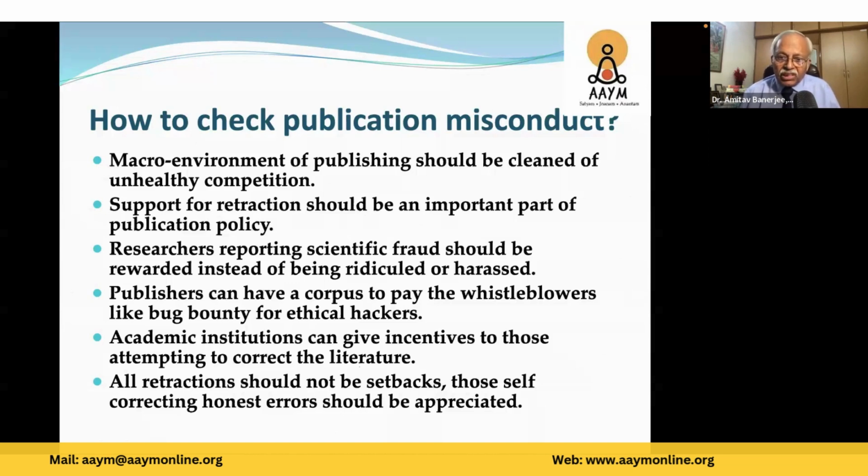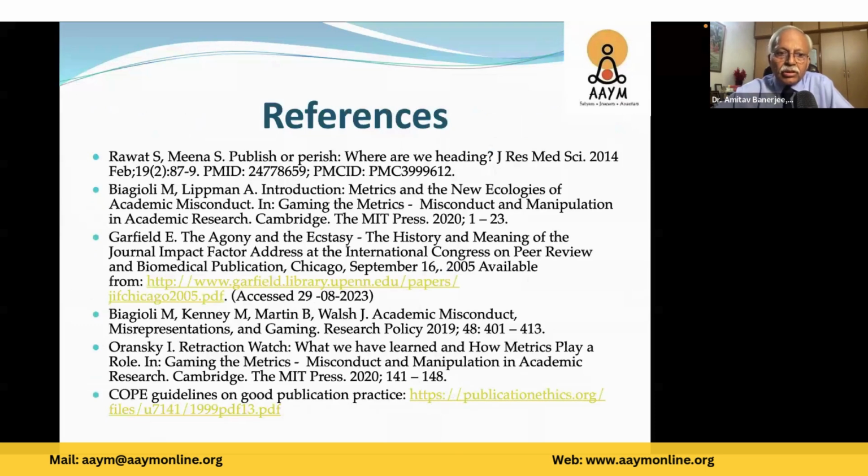Publishers can have a corpus to pay. Again, these are things which sound good on paper. Ethical hackers. Academic institutions can give incentives to those attempting to correct the literature. All retractions should not be setbacks. Self-retraction: sometimes you can make a mistake honestly, like a miscalculation or something, so the author himself or herself can ask for a retraction, giving the reasons: I am retracting myself, I have discovered some flaws. So those people should not be stigmatized. So these are some of the references on publication misconduct. So again, COPE guidelines and other things.